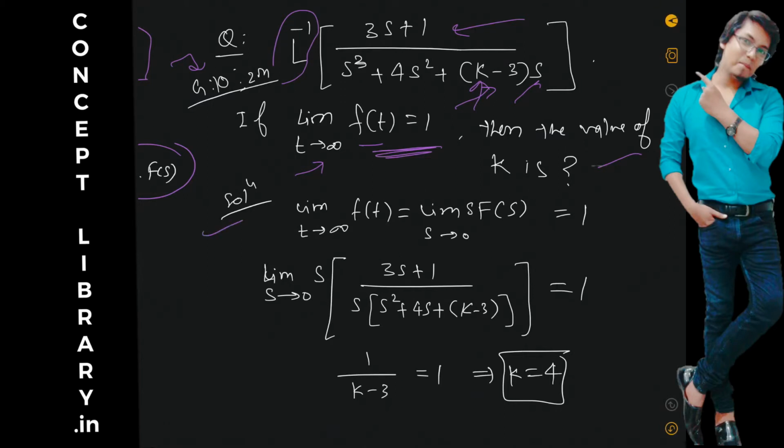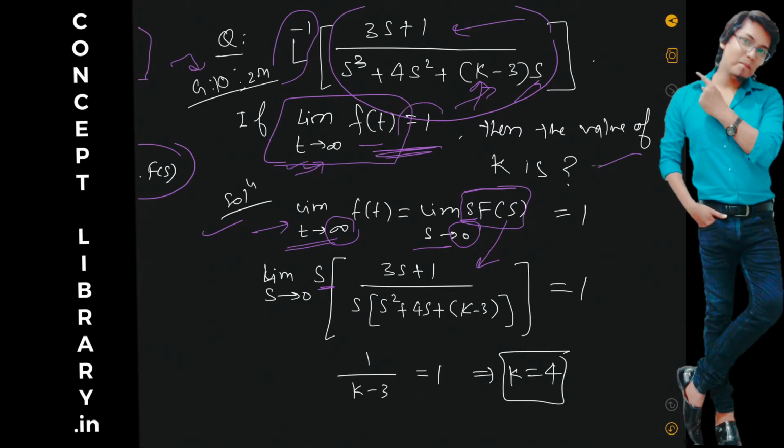Solution. As we know, we have just seen the limit t tends to 0 will be equal to the limit s tends to infinity of sF(s). So now this sF(s), where F(s) is given here, this entire thing is F(s), and you multiply by s here. And already it is given that the limit t tends to infinity is equal to 1. It means the limit t tends to infinity and the limit s tends to 0, they both are equal, and they both will be equal to 1.